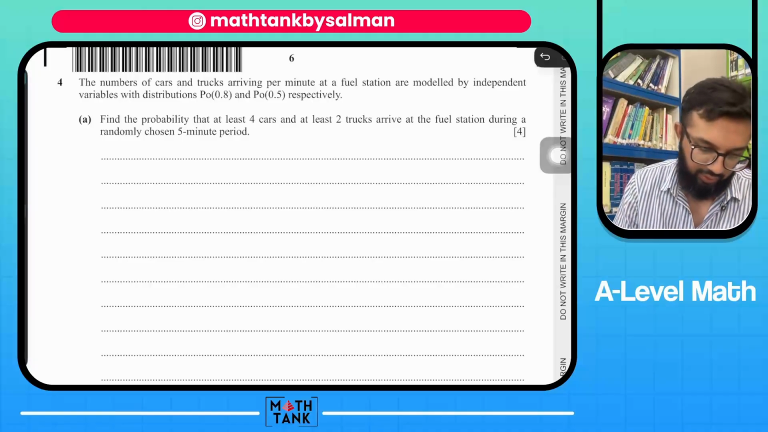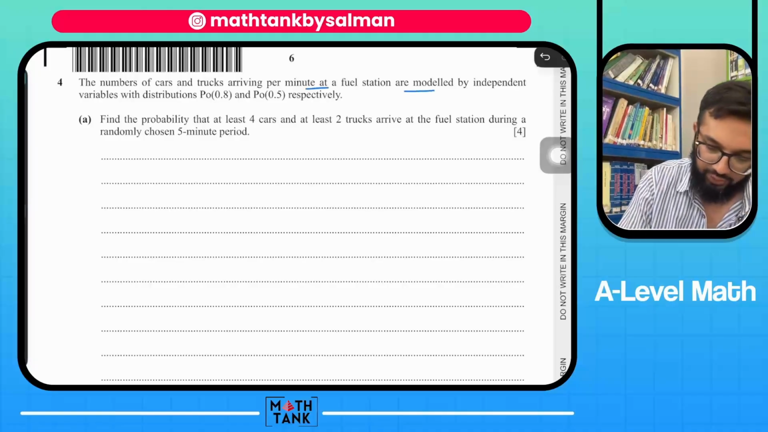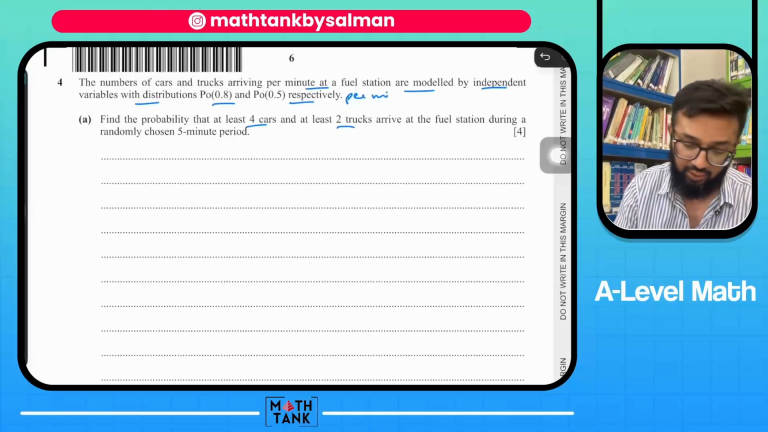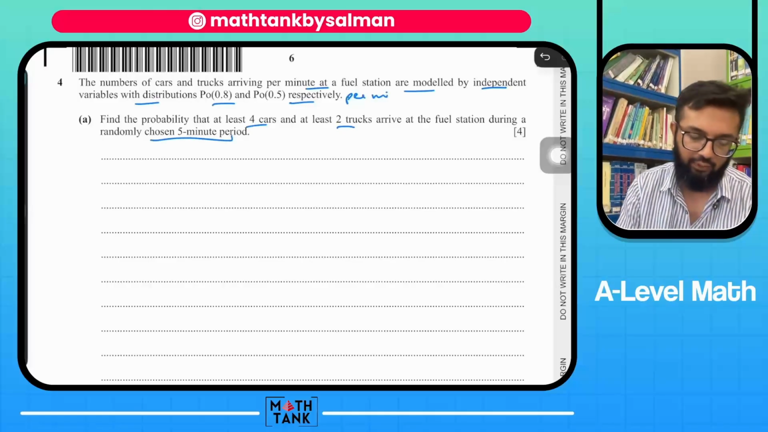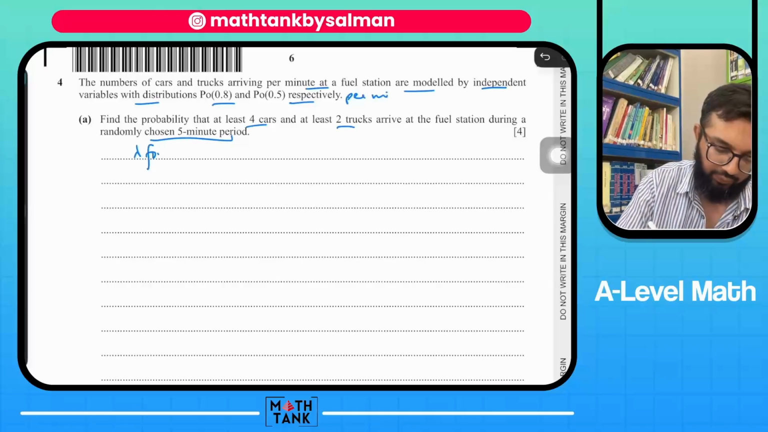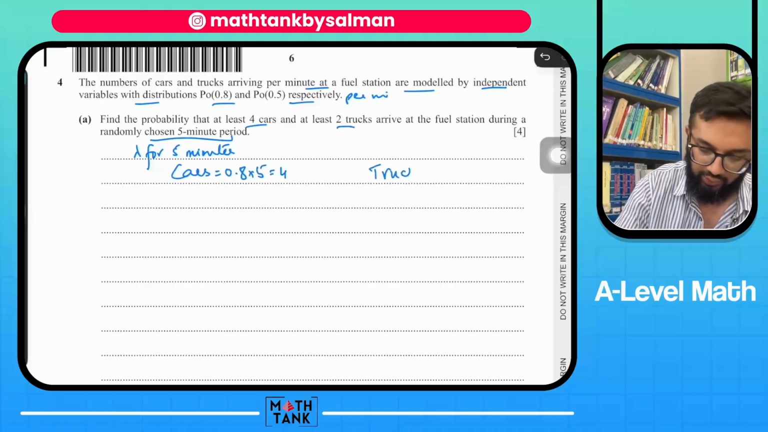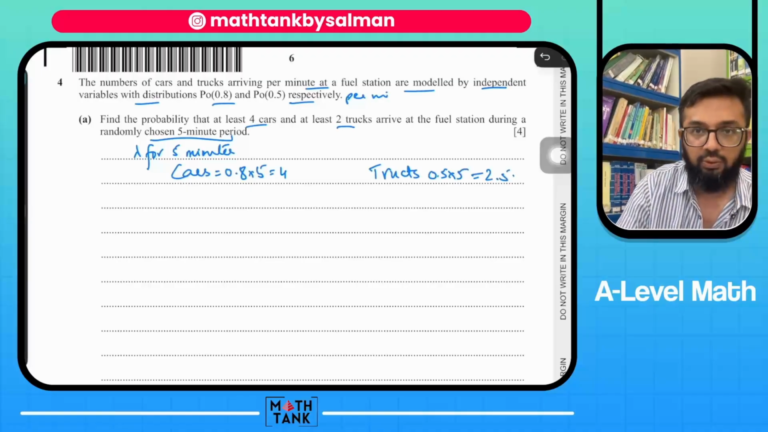Okay. The number of cars and trucks arriving per minute at a fuel station are modeled by independent Poisson variables, this and that, respectively, per minute. Then I'm asking you to find the probability that at least four cars and at least two trucks arrive during a randomly chosen 5 minute period. So lambda for 5 minutes: cars is 0.8 times 5, which is 4, and trucks is 0.5 times 5, which is 2.5.